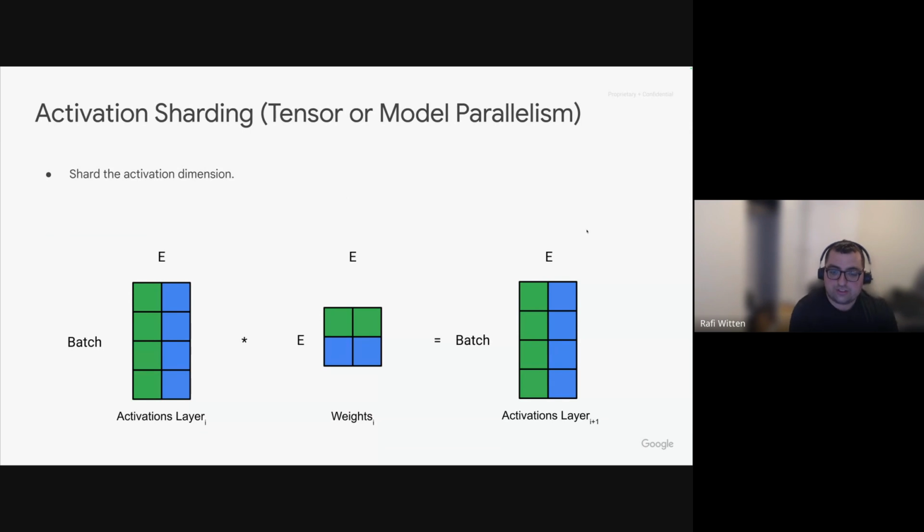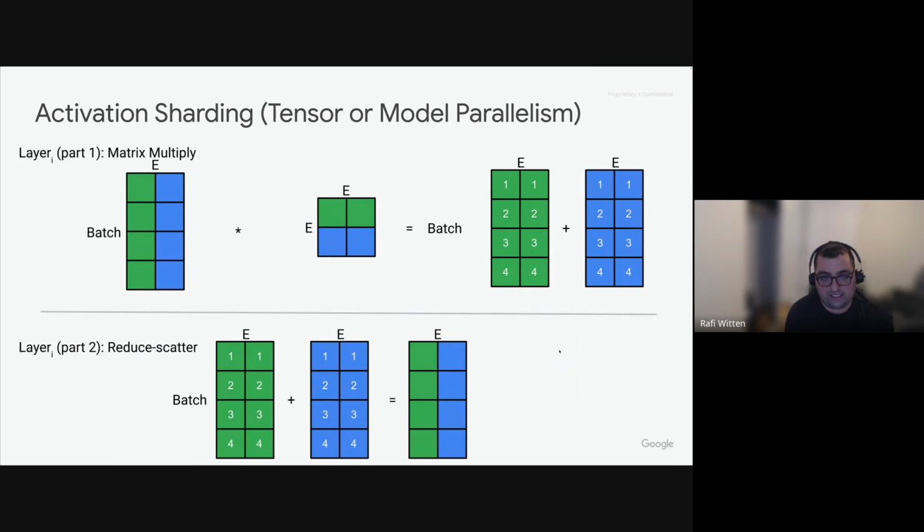Cool. So going on to tensor parallelism. Here we do the opposite sharding on both the activations and the weights. We do the same sharding on both sides, and now the computation is not embarrassingly parallelizable. So what happens is if we do the matrix multiply locally, we'll get outputs of the right size.